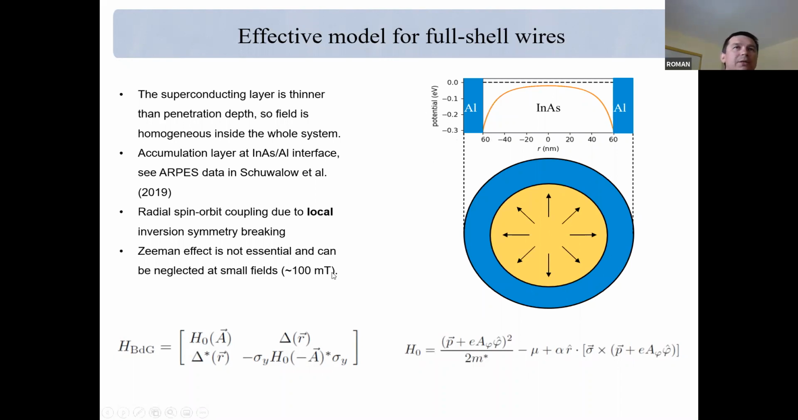And for all practical purposes, because the fields that we are interested in are very small, on the order of less than 100 millitesla, we are not going to take into account the Zeeman effect and just focus on a model neglecting this contribution. So here's the Hamiltonian for the semiconductor. Very simple radial spin-orbit coupling, a parabolic dispersion, and also a BdG Hamiltonian with a proximity-induced pairing term, which has information about the winding of the phase.